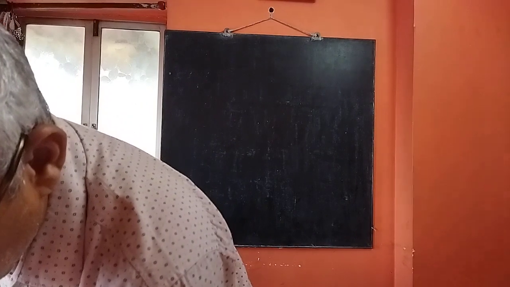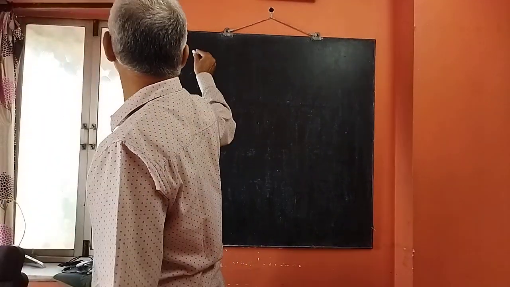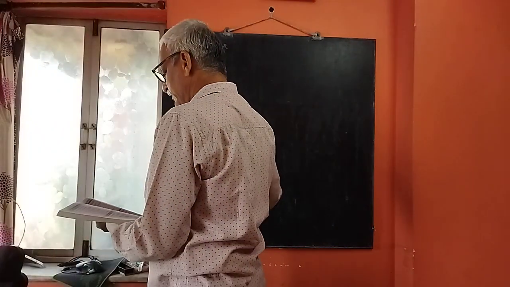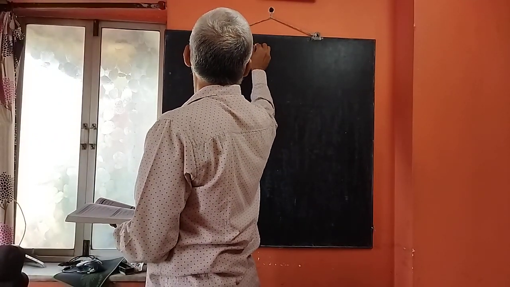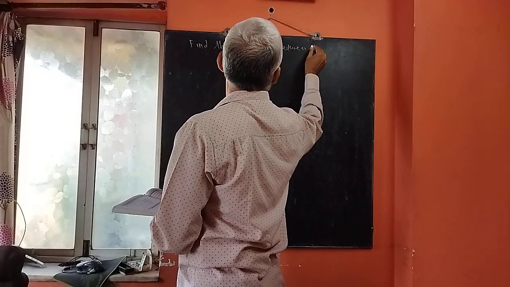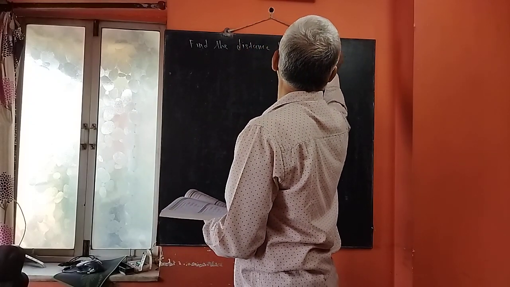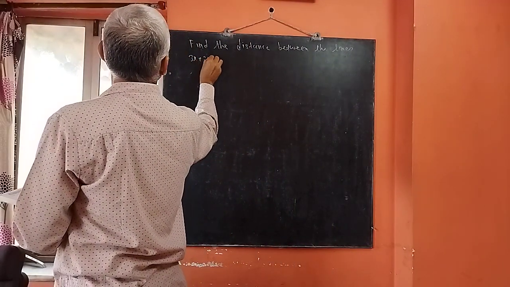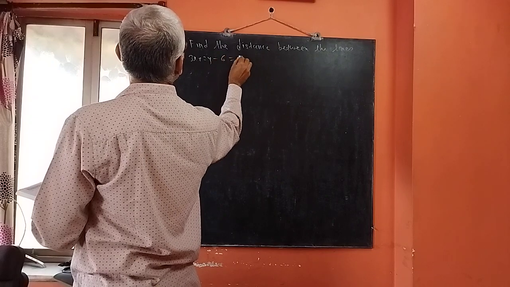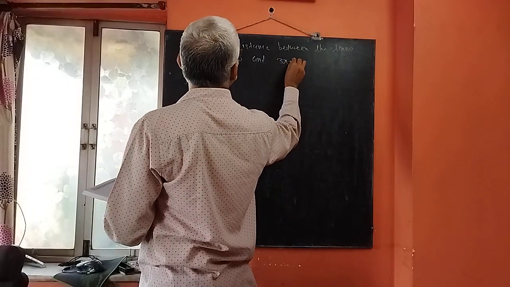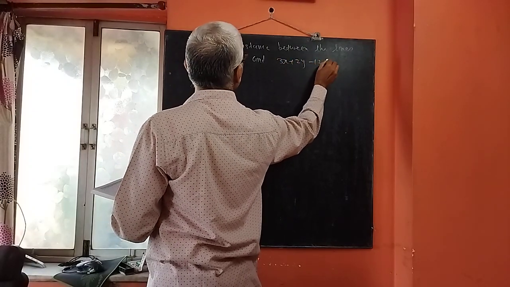The next question is, find the perpendicular distance between the lines 3x plus 2y minus 6 equals to 0 and 3x plus 2y minus 12 equals to 0.